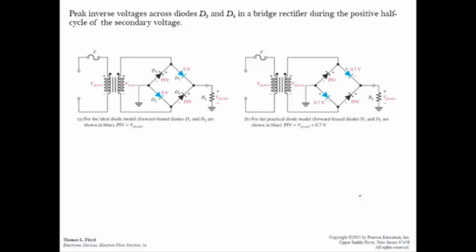Okay, next we consider the peak inverse voltage. Remember, the peak inverse voltage is the amount of reverse voltage applied to the reverse biased diode. So when you consider a circuit, you need to identify which diode is in reverse bias, and then determine the voltage across it. For example, let's consider the practical diode model here at the positive input cycle. This diode will be in forward bias, as well as this diode.